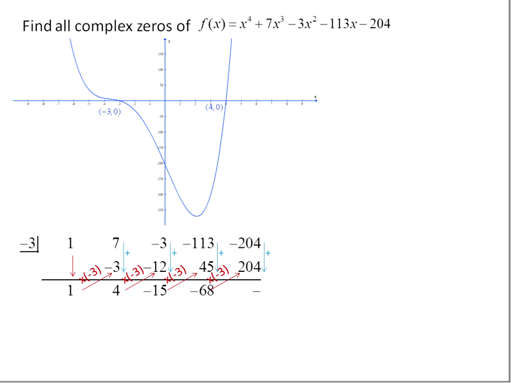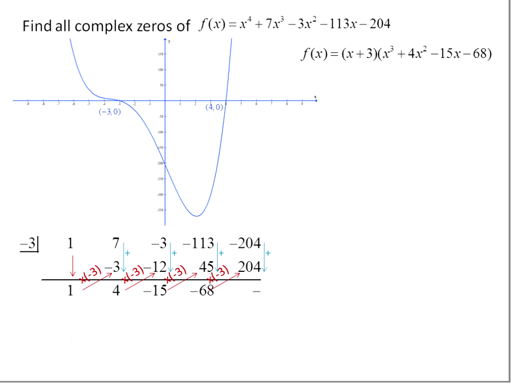We now can write our quartic polynomial as a product of a linear factor and a cubic factor. Our linear factor is going to be the x plus 3. And to find the coefficients of our cubic factor, we look at the result of our synthetic division. We use the 1, the 4, the negative 15, and the negative 68. And we have x cubed plus 4x squared minus 15x minus 68. We want to factor the cubic polynomial further now.